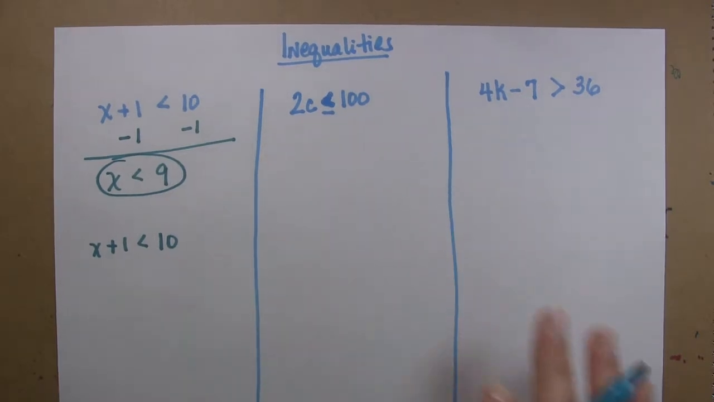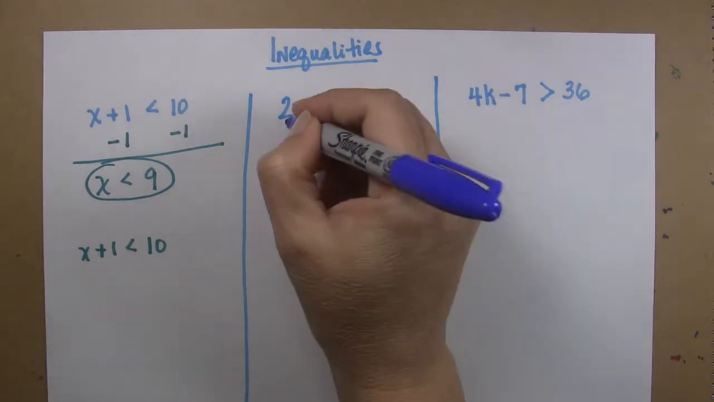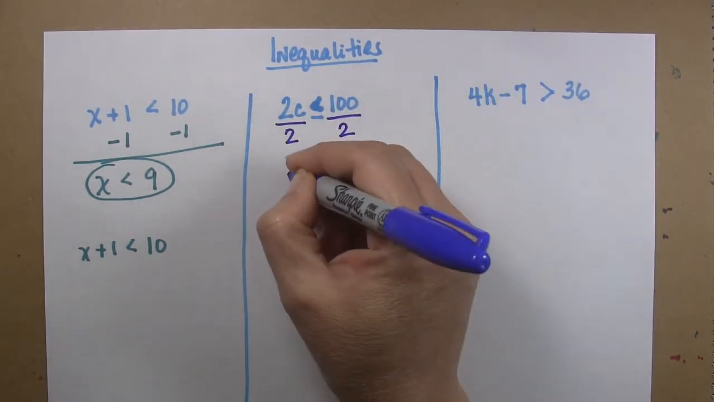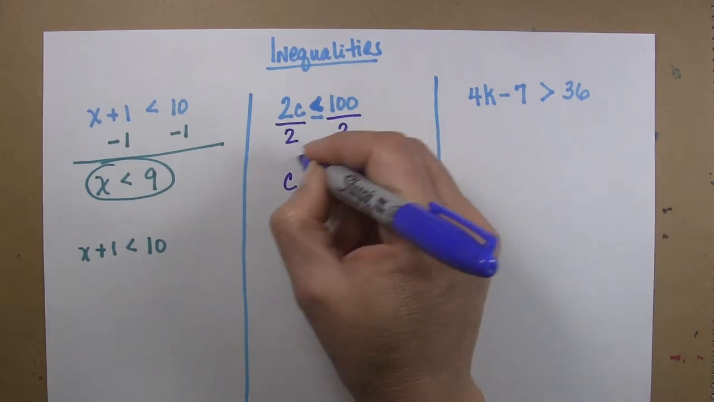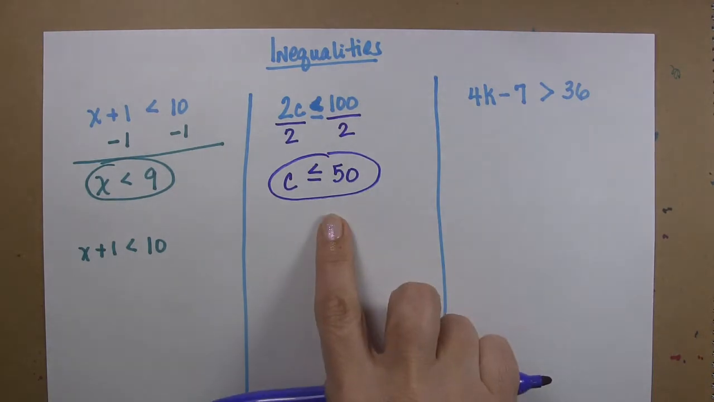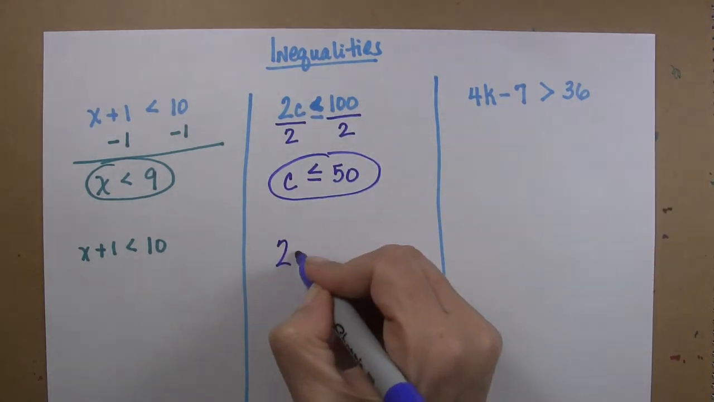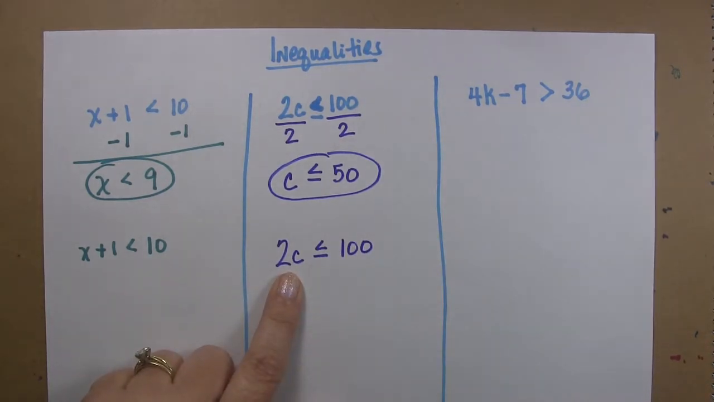Okay, let's take a look at the second one. So the second one, we have 2 times c is less than or equal to 100. So to get rid of it, I'm going to divide both sides by 2, and I get c is less than or equal to 50. So again, if I put any number in here for c, 2c less than or equal to 100, and that number is less than or equal to 50, it's going to work just fine.